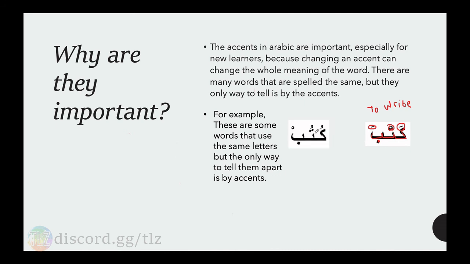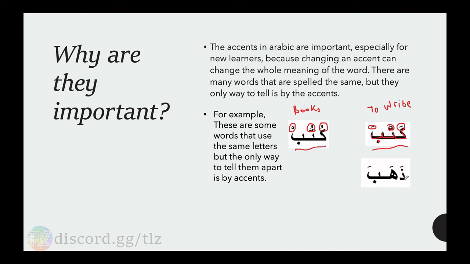But if you look at this other word, kutub, it's spelled the same. You can see that the main letters are exactly the same, but the short vowels are completely different. So this is a dhamma, sukoon, right? This is pronounced as kutub, which means books, right? So this shows that even if you just change the accents, it is a completely different word.